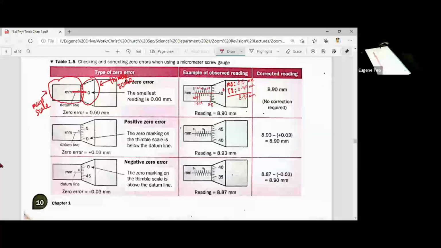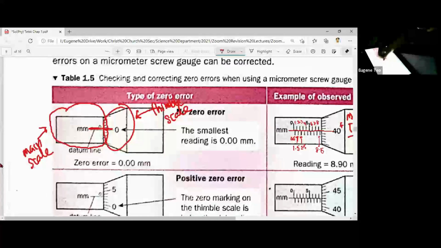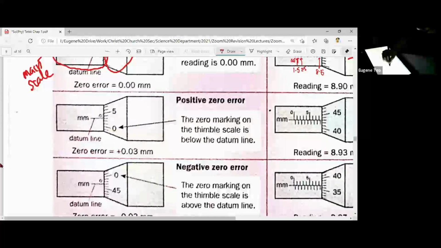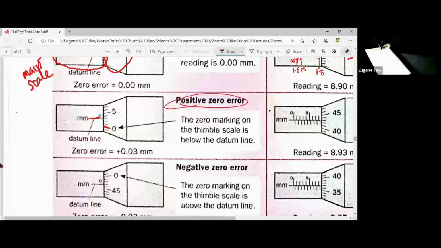But let's say we have a positive zero error. How do you know that there's a positive zero error? You realize the datum line is not aligned to 0. How come the datum line is above? It's because the 0 marking on the thimble scale is below the datum line. So 0 marking on the thimble scale below the datum line is a positive zero error.